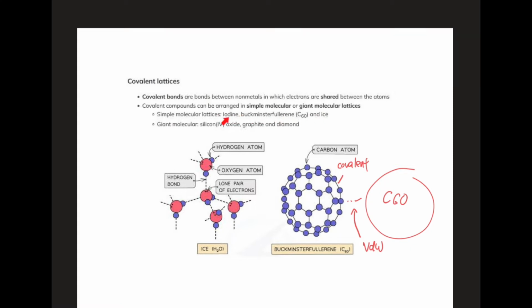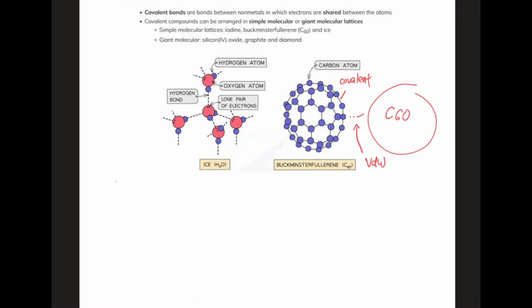So iodine, let's say. How is it? It's like I2. So something like this: I2, one molecule; I2, another molecule; and then I2, and then I2. So the covalent bond is inside the molecule between I and I. And then this one is the van der Waals forces.